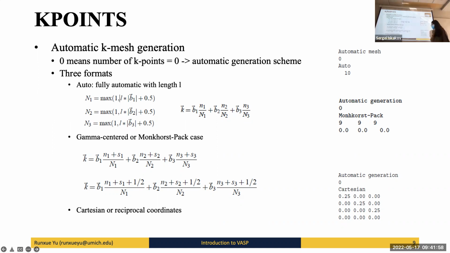And the third one is the list frequently used. So I think it will just explicitly show the Cartesian coordinates for K points. So what do you usually use? This one, Monkhorst-Pack, or the gamma-centered? Gamma-centered. This one. Yeah.